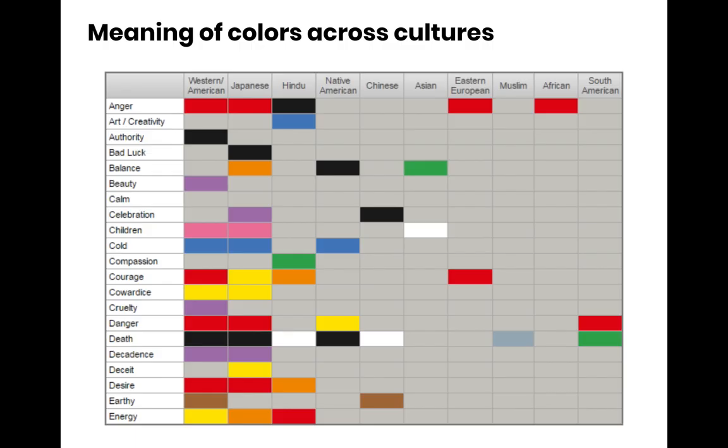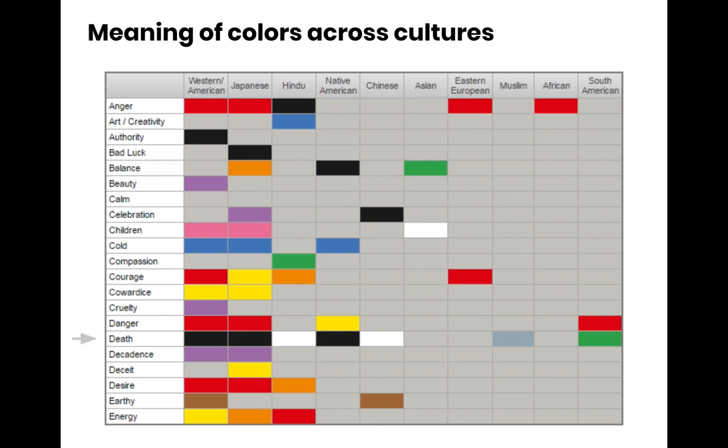The first one is the meaning of colors across cultures. Remember, I was saying choose colors according to the data you want to encode. If you encode fruits, use the color that these fruits have. If you encode trademarks, use the colors that these trademarks have. However, if it becomes more complicated concepts, such as anger, authority, balance, beauty, and so on, be aware that different cultures have different colors for these concepts.